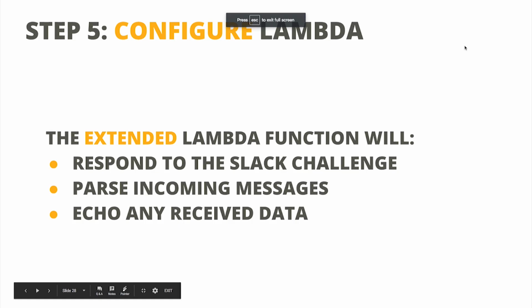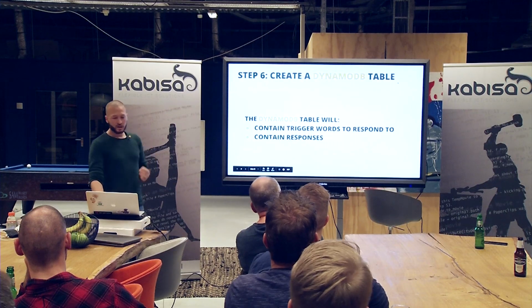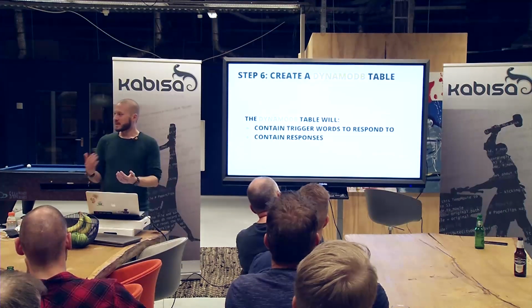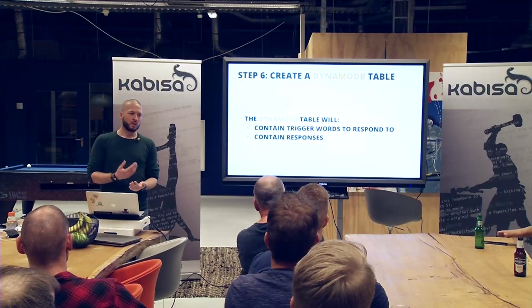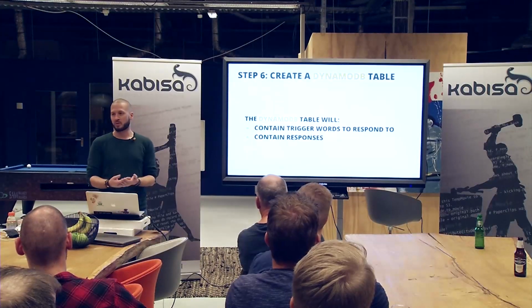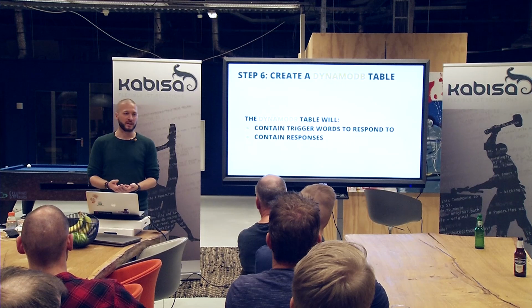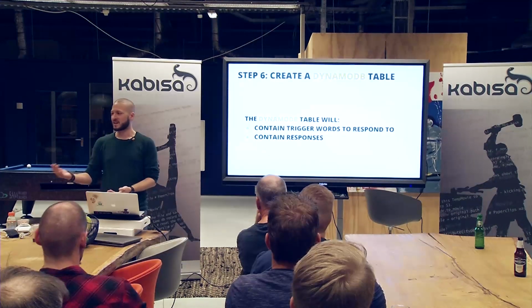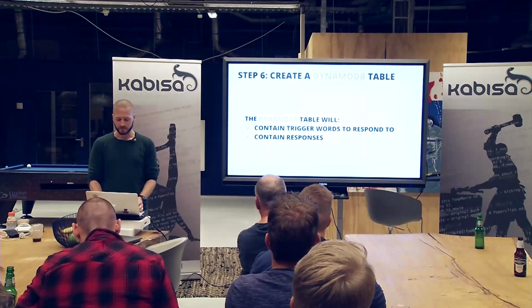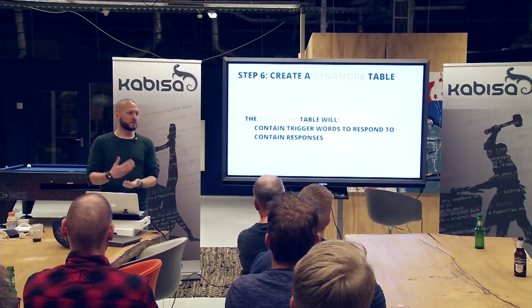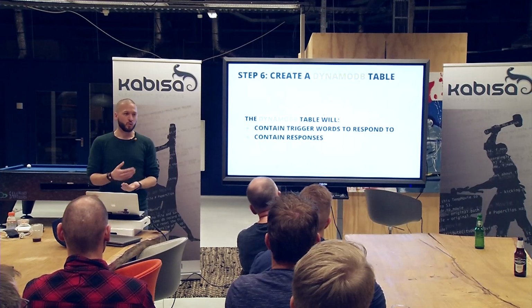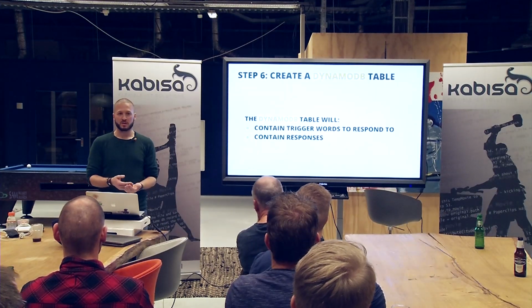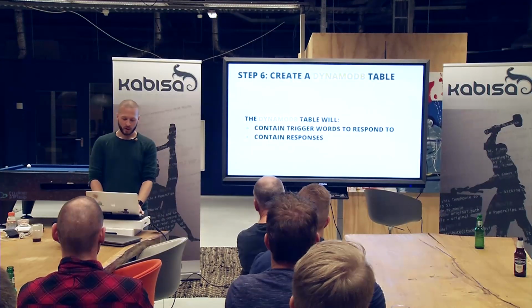So that was step 5. We have a Lambda that echoes any received data. So just echoing it, it's not super functional. What would be nice is if it responds with a predefined text to certain trigger words. So maybe you say hi, it says hello, instead of just echoing you. Well, to create some database that says what responses are matched to what trigger words, we'll have to create a DynamoDB table which contains that data.